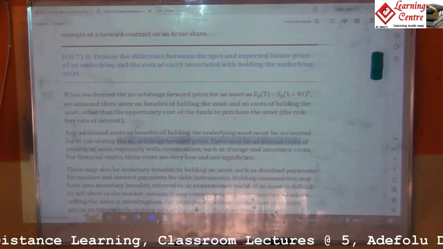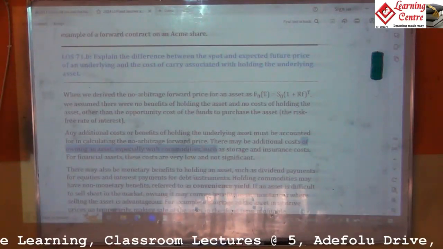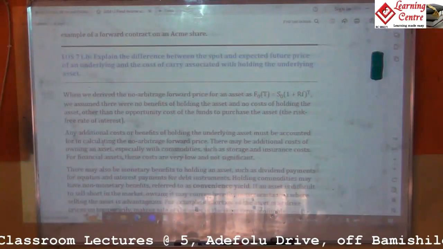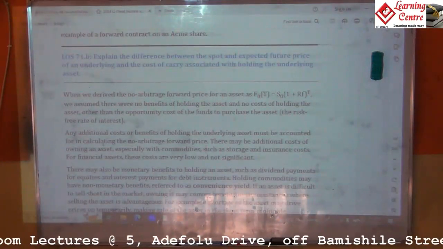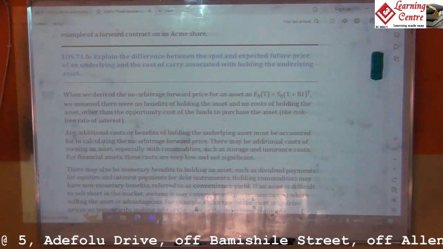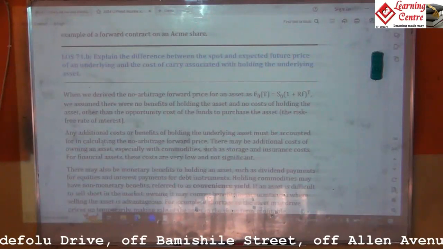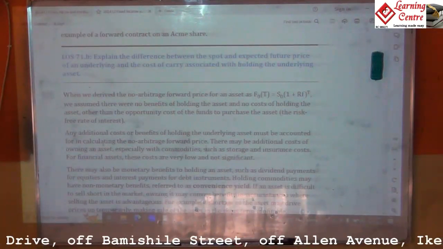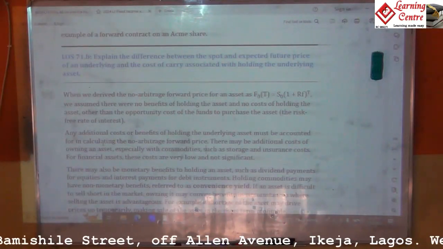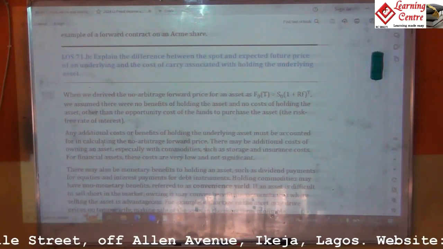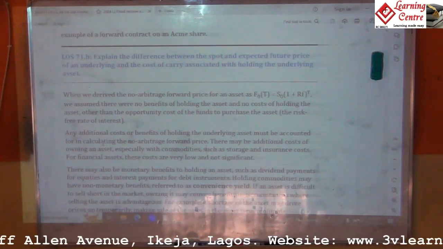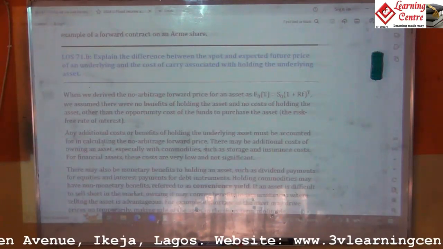There may be additional cost of owning the assets, especially with commodities. So for example, if you are dealing with yam or perishable foods, rice and all those things, tomatoes, there is a cost of holding it. You may need to insure the property where the house is. You may need to ensure that you water it and all those things to maintain it. So those costs have to be included in the future price, because you are holding this asset.